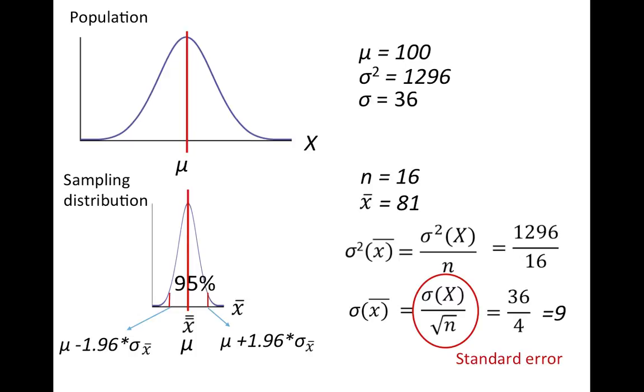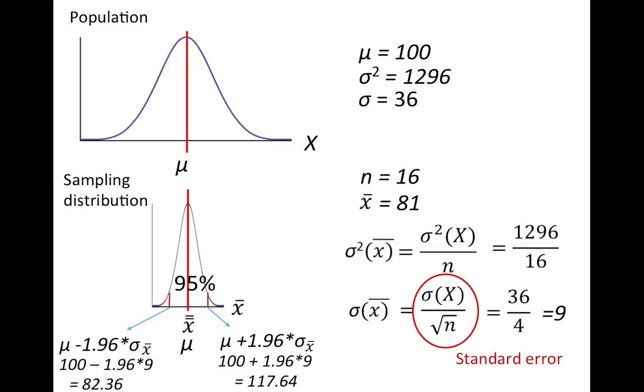Now when we have the standard deviation, we can calculate these limits. So we just put in our values. The mean of the population, 100, minus 1.96 times 9, the standard deviation of the sampling distribution. And this equals 82.36. And similarly for the upper limit, 100 plus 1.96 times 9 equals 117.64.